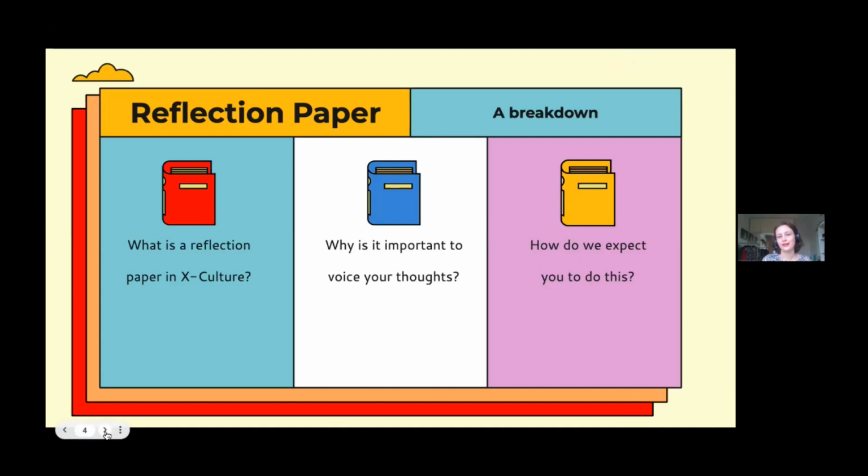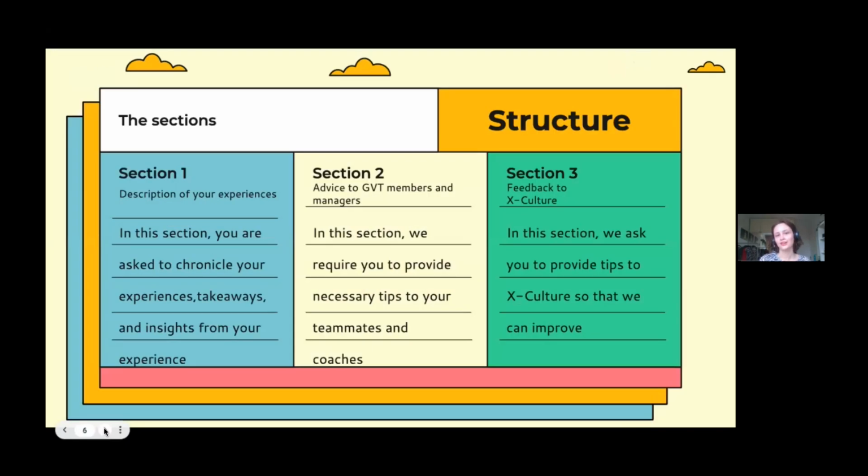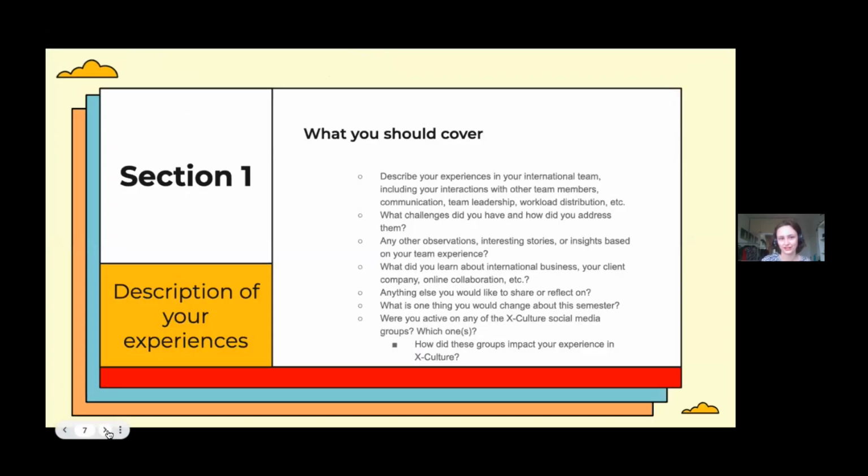And how do we expect you to do this? We have a structure you can follow so that it's easier to know what to write about. And I will dive into the structure now. So the structure consists of 3 sections. In the first section, you will describe your experiences. In the second section, you will give advice to future global virtual team members and managers. And in the third section, you will give feedback to X-Culture. So now let's do a deep dive into each section.